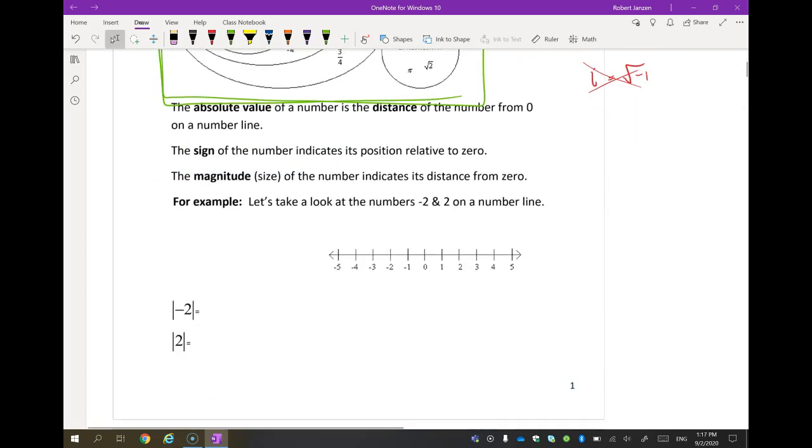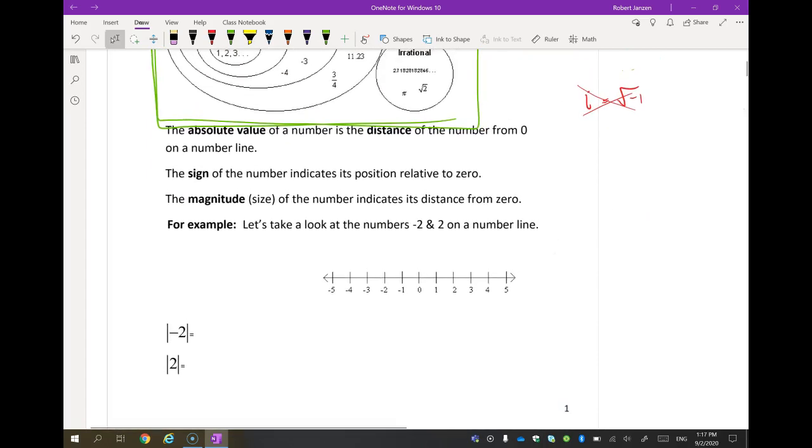Okay, so let's move into the first concept that's new. This idea of an absolute value. The absolute value I like to think of as the distance the number is from 0. So for example, 2. What is the absolute value of 2? Well, here's 2. What's the distance from 0? It's 2.